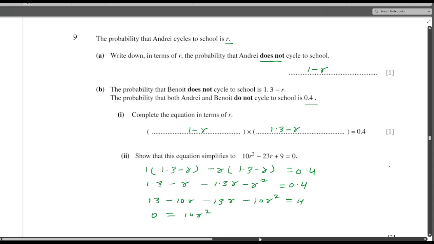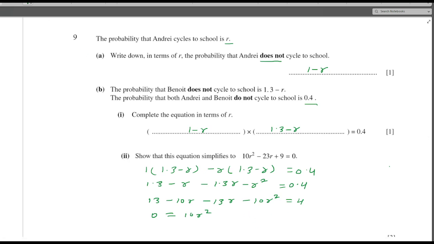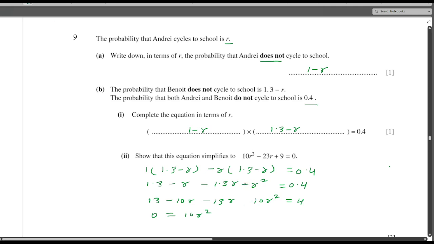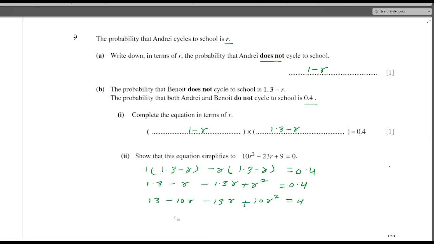Okay, now a very big mistake I made here. When I multiply minus R with minus R, it is going to be plus. Okay, it is going to be plus. So it is plus R square. This is plus 10R square. So that means I need not move everything to the right side.